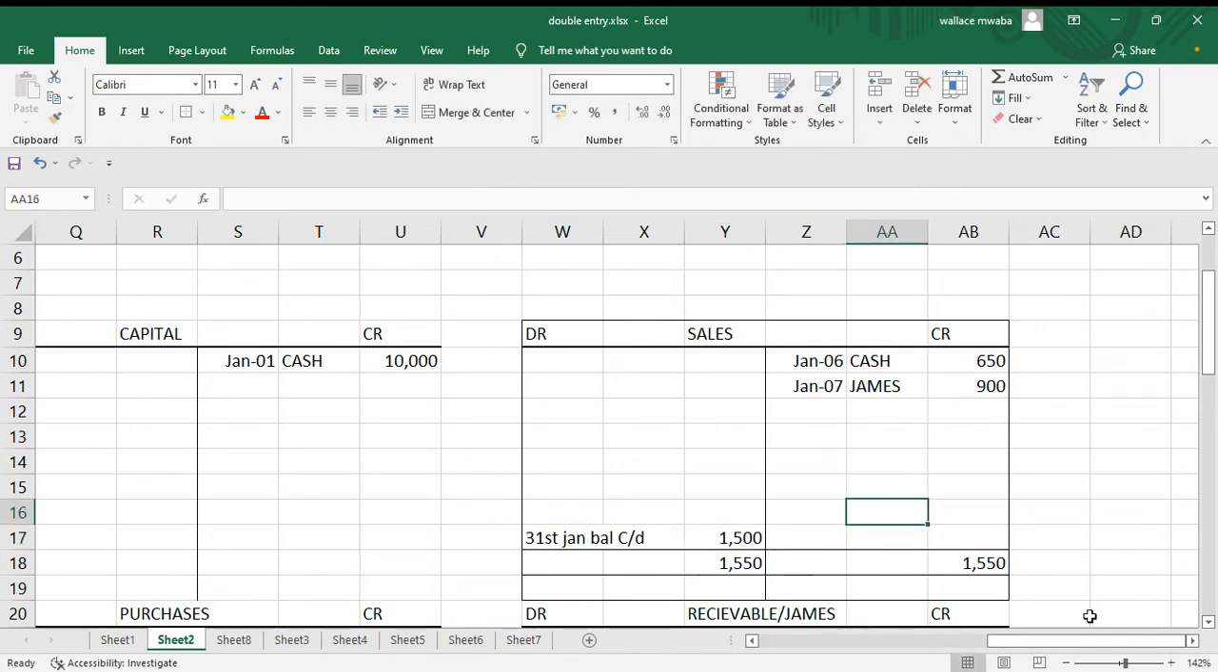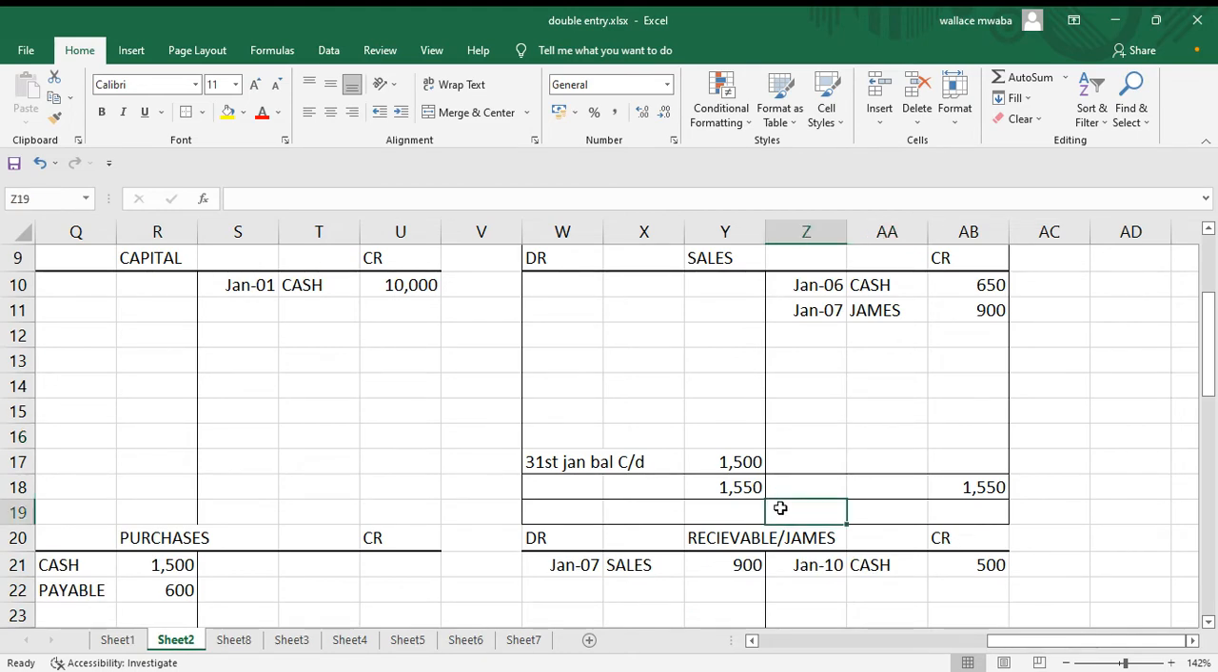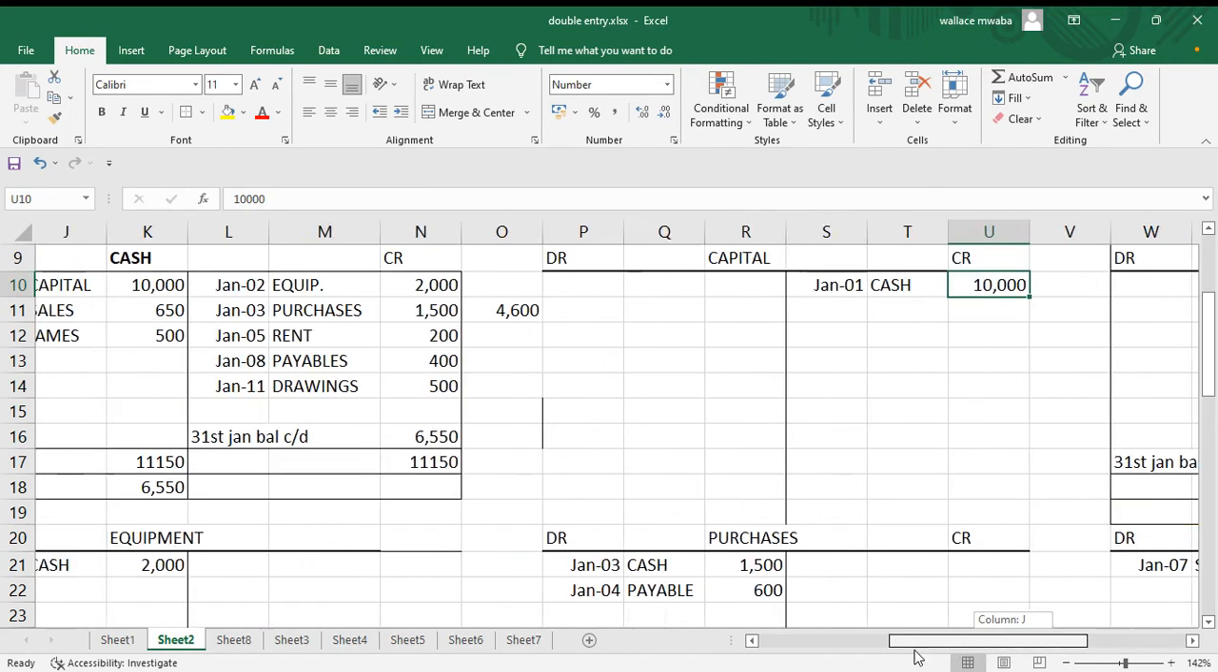And then on the 1st of February, our balance brought down is going to be 1,550. That's our balance brought down. Let me just highlight it. So when making the trial balance, you know where I'm getting the figures from.